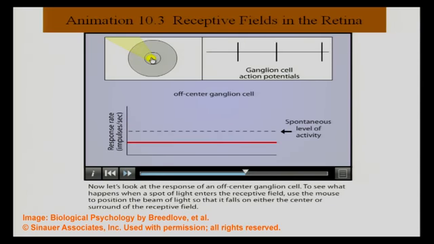an increment in light in the receptive field center of an off ganglion cell will reduce the response. So if I had a constant light on the receptive field and then I decreased the amount of light in this receptive field center, this cell would increase its response. It's off center, it turns on to a decrement in light.